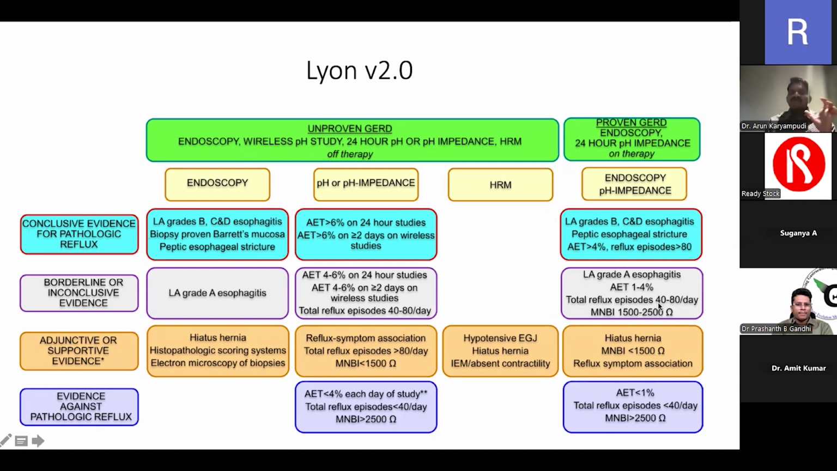But when you have a borderline situation, for example, acid exposure time 1 to 4%, then you take other adjunctive evidence such as mean nocturnal baseline impedance or total number of reflux episodes to support the diagnosis of GERD, or to suggest that in spite of putting the patient on therapy, the reflux is going on. But on therapy, if the acid exposure is less than 1% and the total number of reflux episodes is less than 40, then it means that your therapy is working, and the patient's symptoms are not related to GERD.